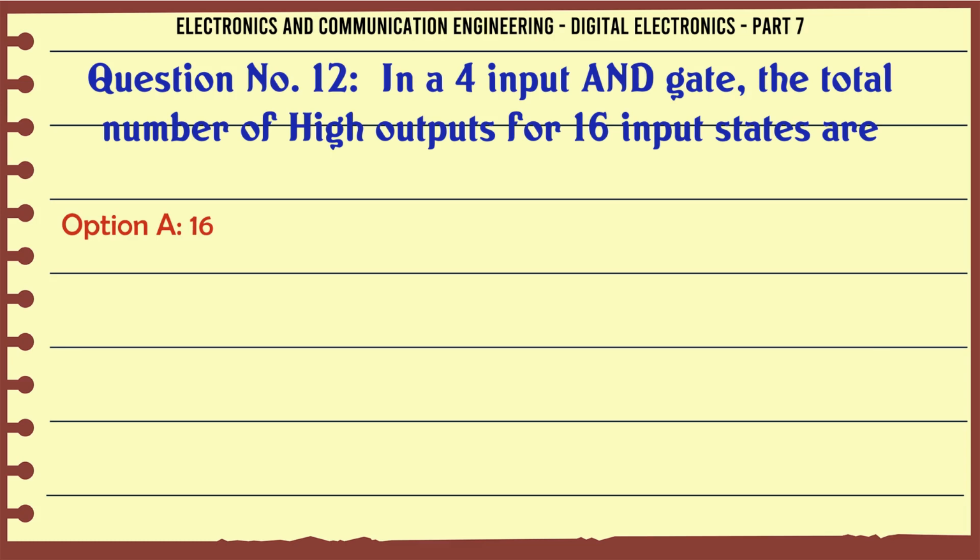In a 4-input AND gate, the total number of high outputs for 16 input states are: A. 16, B. 8, C. 4, D. 1. The correct answer is 1.